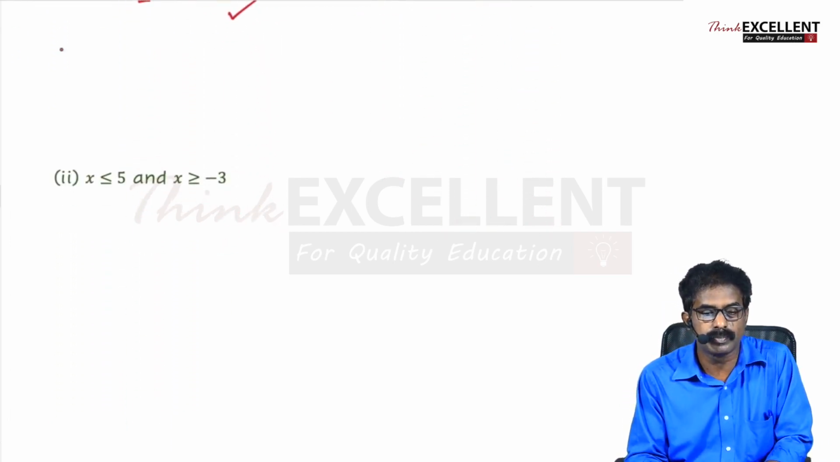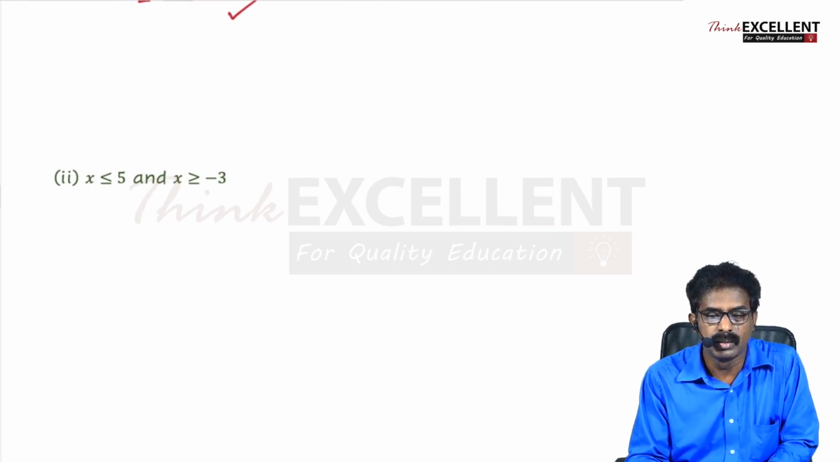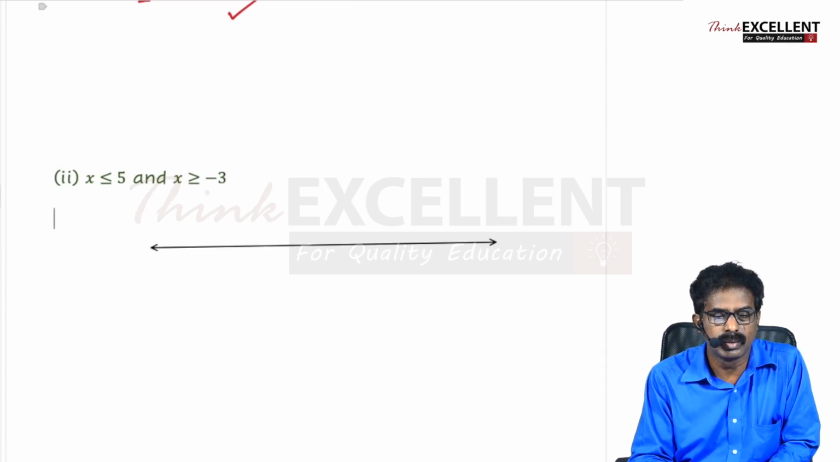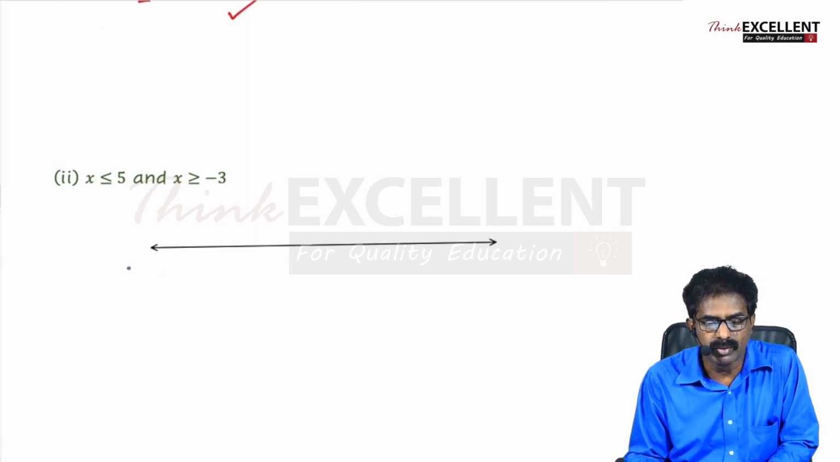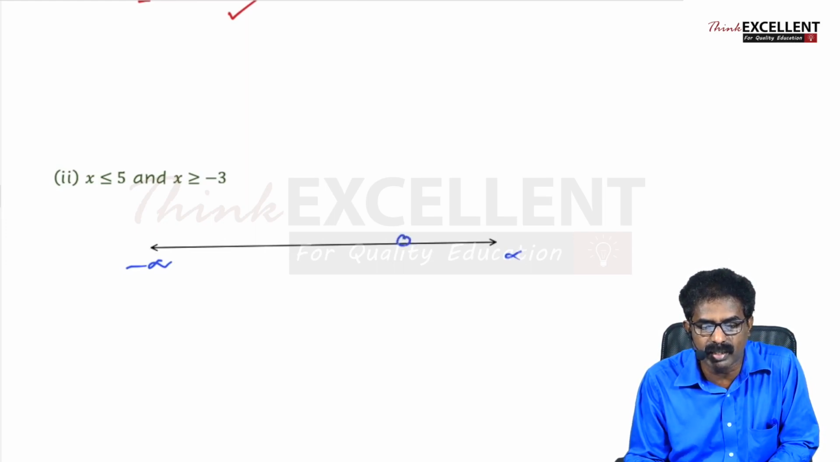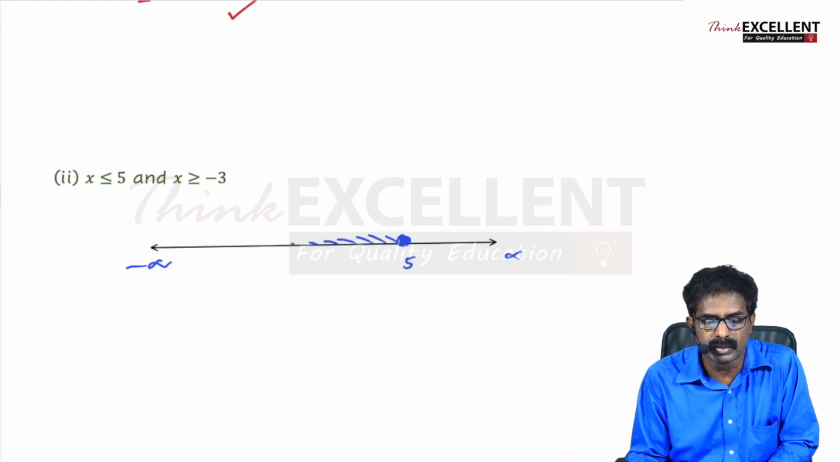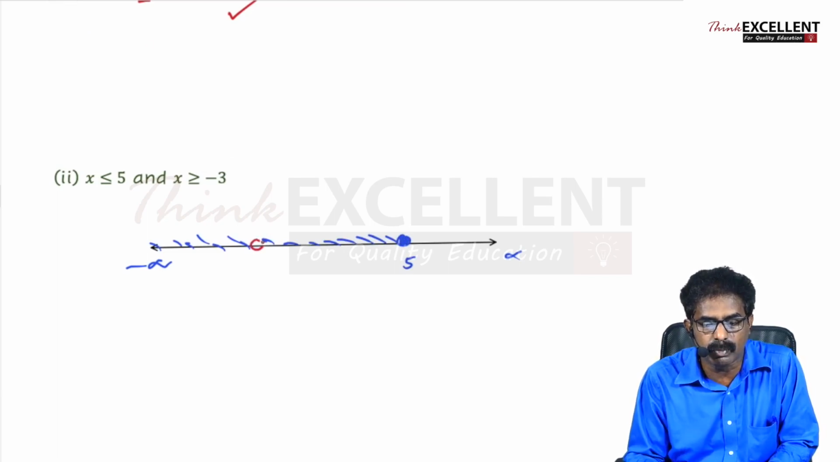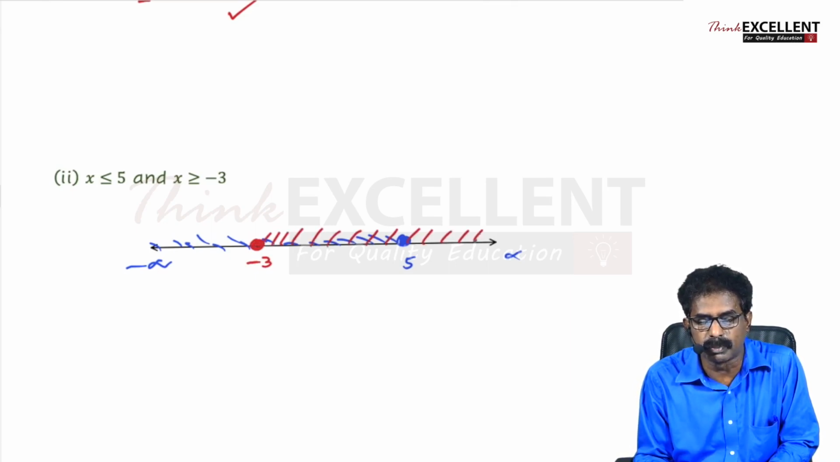See the next one. Same method only. So just draw a number line so you get a clear idea, right? So here, minus infinity to plus infinity. First condition says x is less than or equal to 5. So that 5 is also included, okay? Less than or equal to 5, so this portion. Second condition says x is greater than or equal to minus 3. Minus 3 is here. Greater than or equal to minus 3, so it is also included, right? It goes up to infinity.